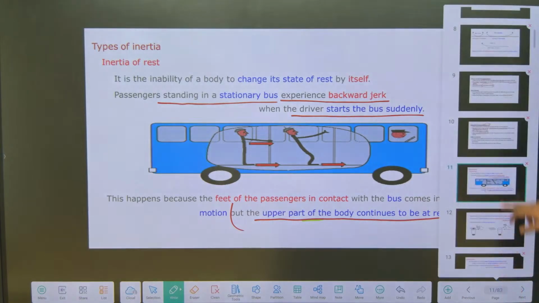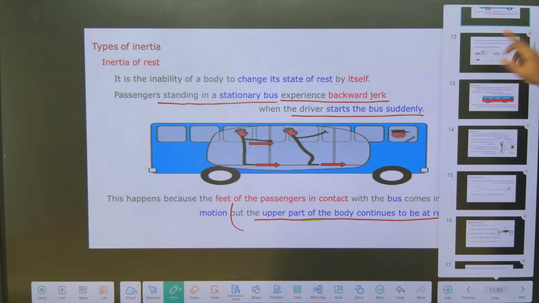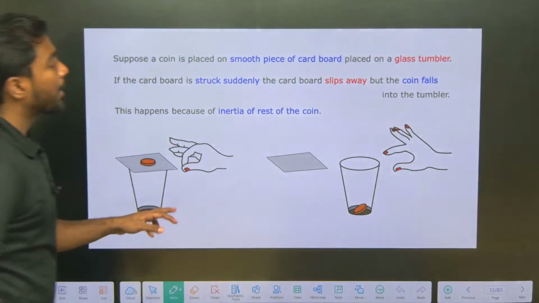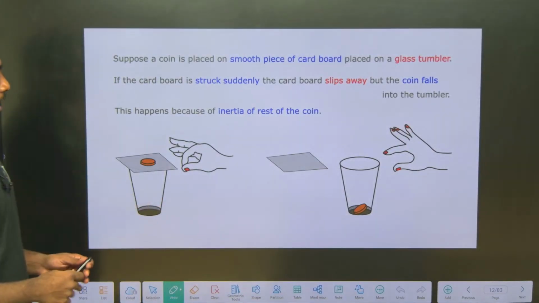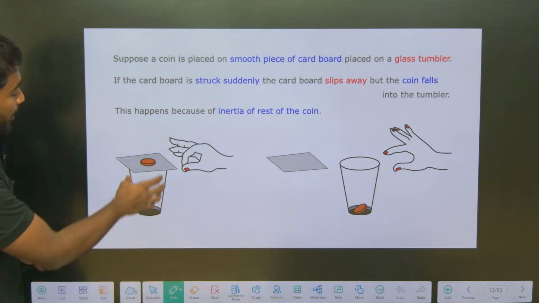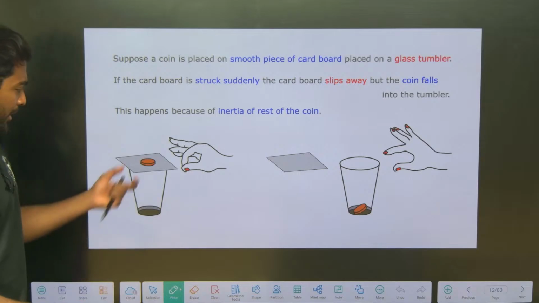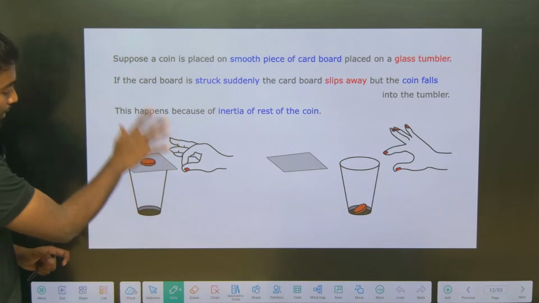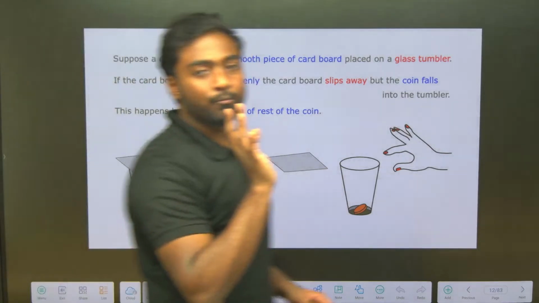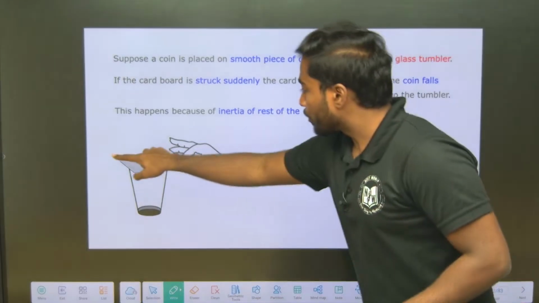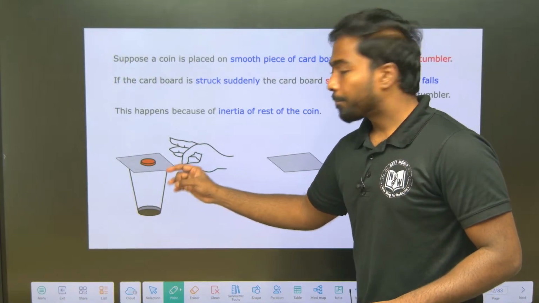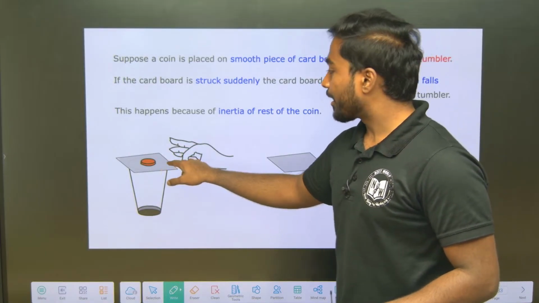So the next one is another example. Suppose a coin is placed on a smooth piece of cardboard. Have you ever tried this, when you keep a glass or any vessel and place a cardboard on the vessel? On that cardboard, a coin has been placed. You want to kick out the cardboard, right? When you kick it out, the coin will drop down into the vessel, but you need to apply proper force on the card, otherwise the coin will also go down.